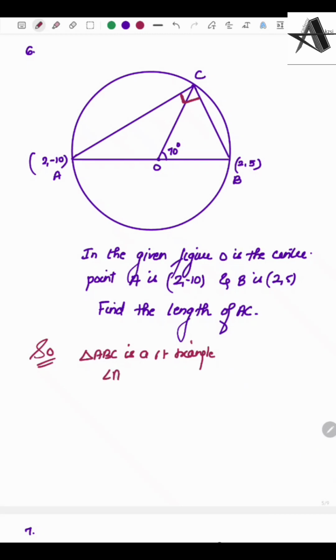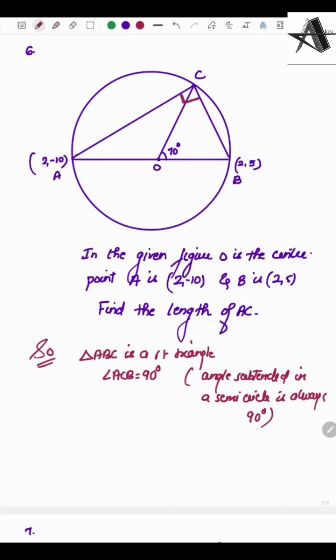So angle ACB is equal to 90 degrees by the circle theorem, and I am just defining the circle theorem: angle subtended in a semicircle is always 90 degrees. Moving on to the other part. This can help us clearly.